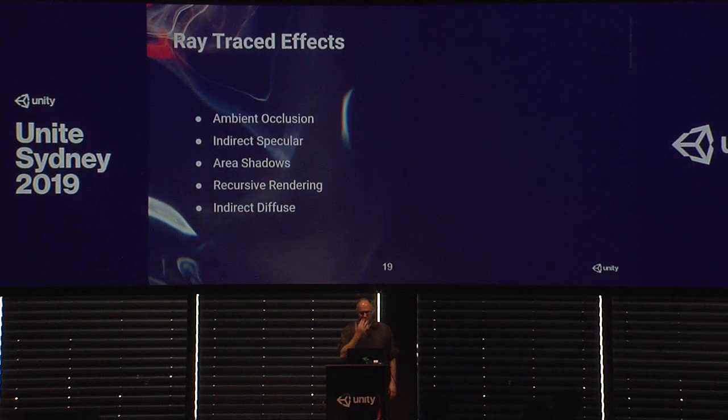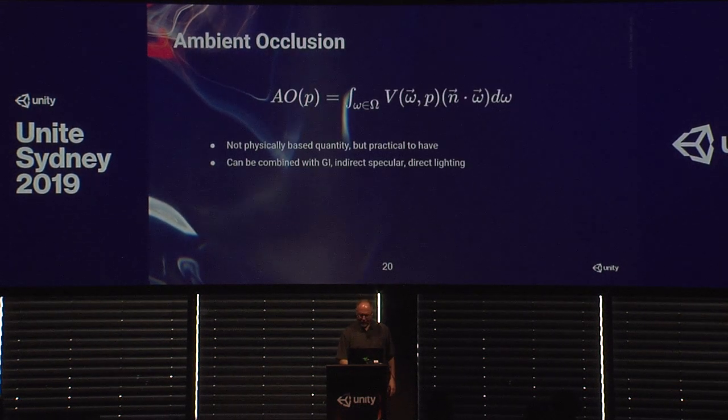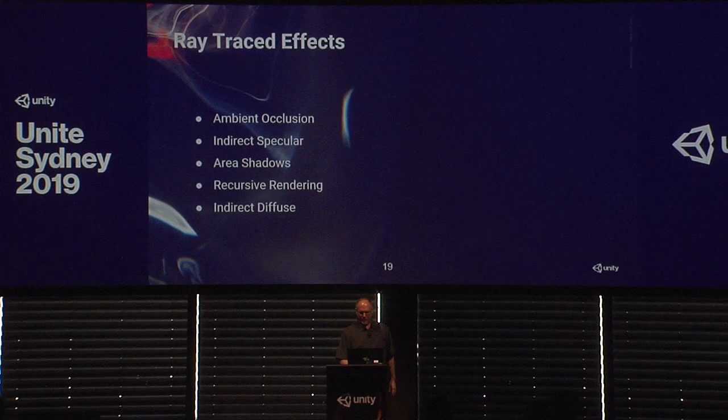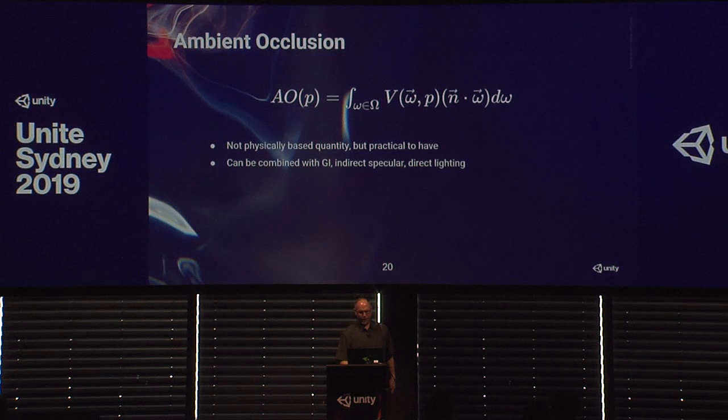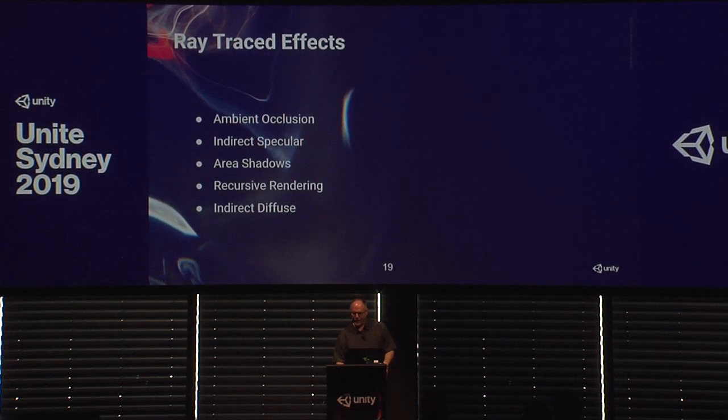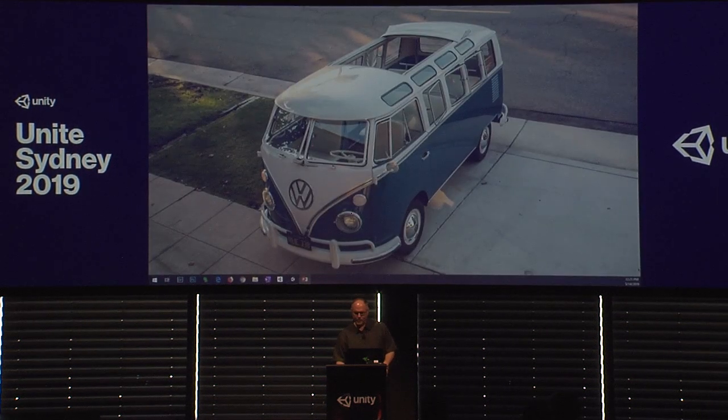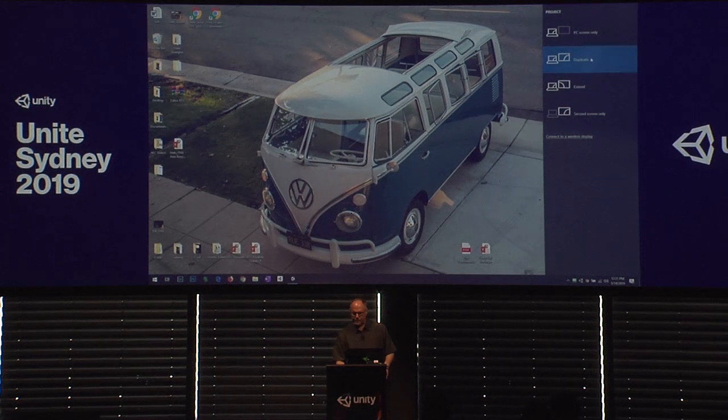So some of the interesting ray trace effects that we can do: ambient occlusion, indirect specular, area shadows, recursive rendering, indirect diffuse. And I believe there's a slide that's missing that told me to shut up with my PowerPoint and go back to Unity. So I'm going to do that now because I don't want to show you equations. That's not good. Let's leave for a minute. I'm going to fire up Unity. Where am I at? I'm at slide 19. Let's close all this up. Let's make sure we're in regular mode. Let's go back to Unity and show you how this all works.